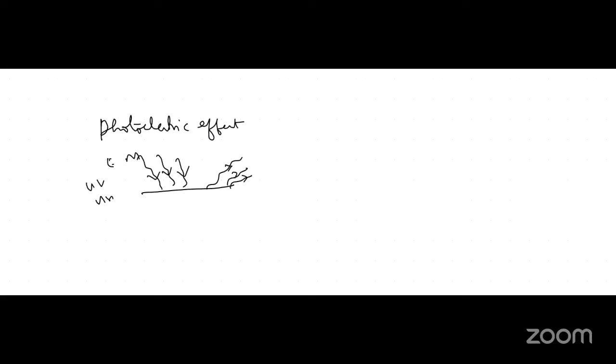We have to apply the potential difference between the two electrodes. To apply the potential difference, we require a variable voltage source. We will also have an ammeter in this setup, which measures the current, that is, the photoelectric current. And we require a monochromatic light source with variable frequency as well as intensity.